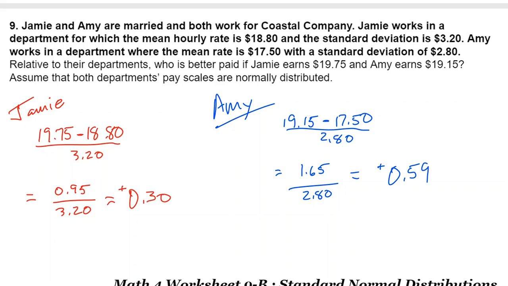These aren't really cents. These are z-scores, which tells us that Jamie is getting paid a little above average, but Amy is getting paid a little more above average. She's further in the positive direction away from the mean. So who is better paid? She is better paid.